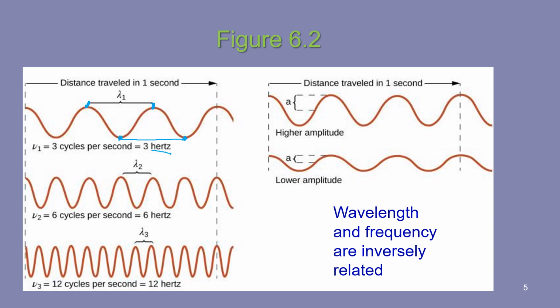Okay, the amplitude is just another measure, and the amplitude is half of the total distance from the top to the bottom. So if that's twice the amplitude, the amplitude is half of that, from the center up or from the center down. And you can see here that both of these have the same wavelength and the same frequency, but the second one has a lower amplitude. We're not going to be nearly as worried about amplitude as we are about wavelength and frequency.